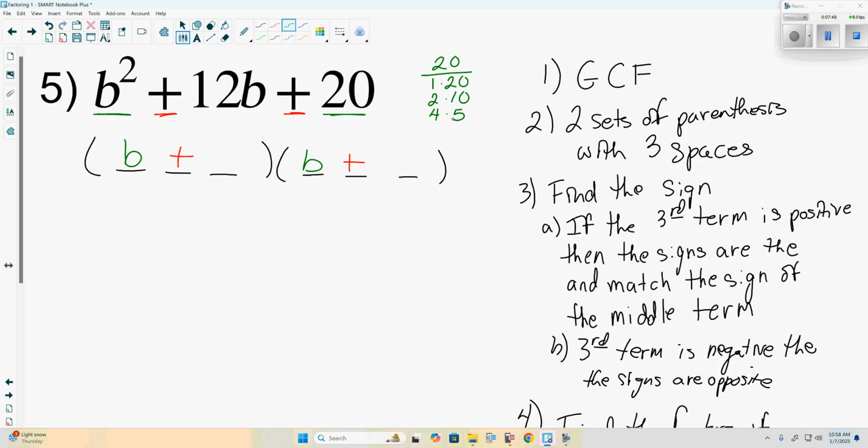Now, we didn't list out the factors of the first term because there's exactly one. Since there's only one possibility, we go on and just plug those in. So it's less for us to worry about. Now, the factors of 20, 1 and 20, 2 and 10, 4 and 5. Which one do we want to try first? 2 and 10.